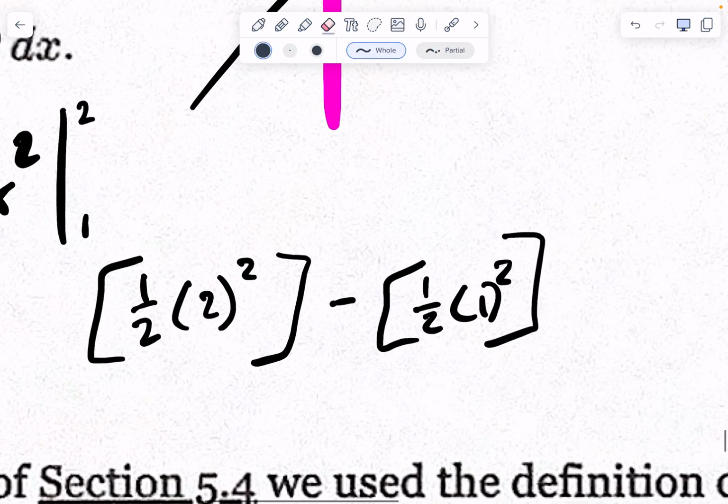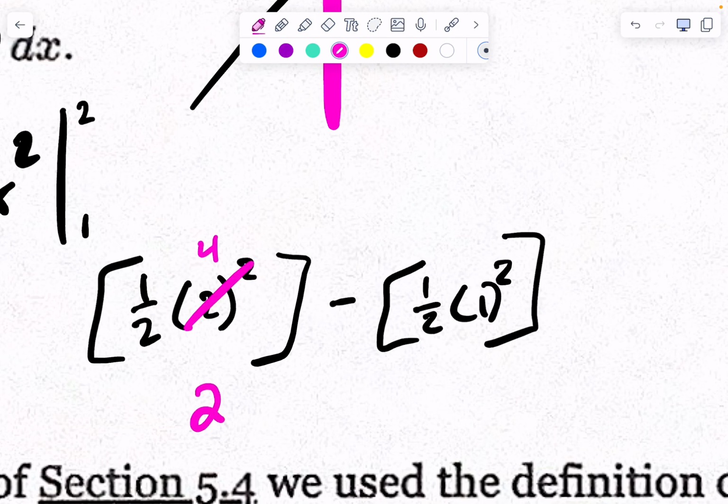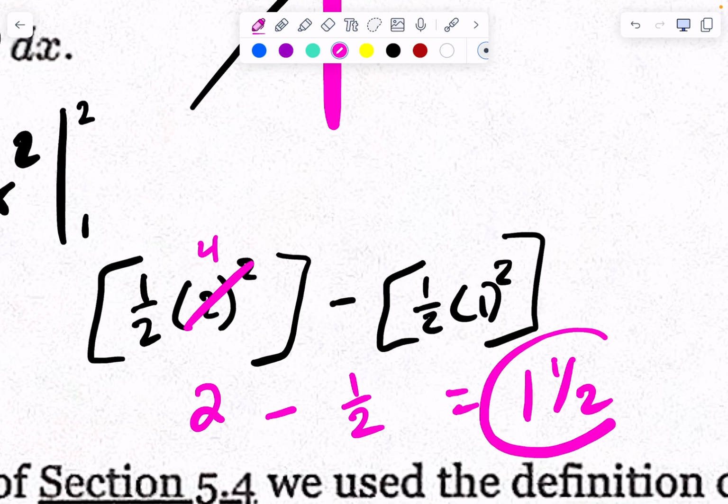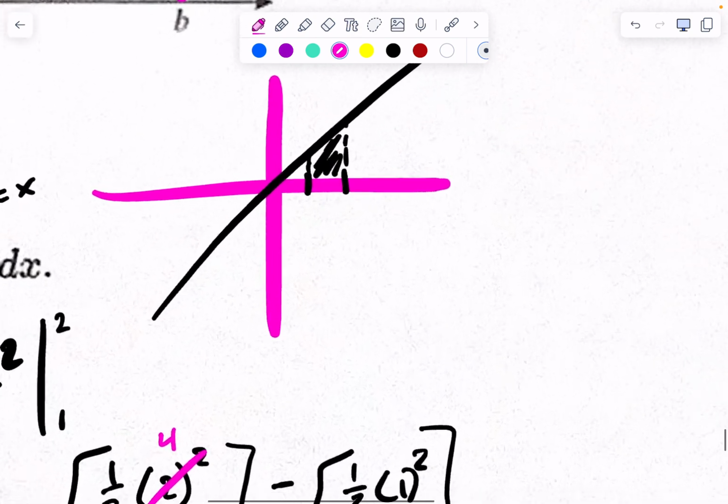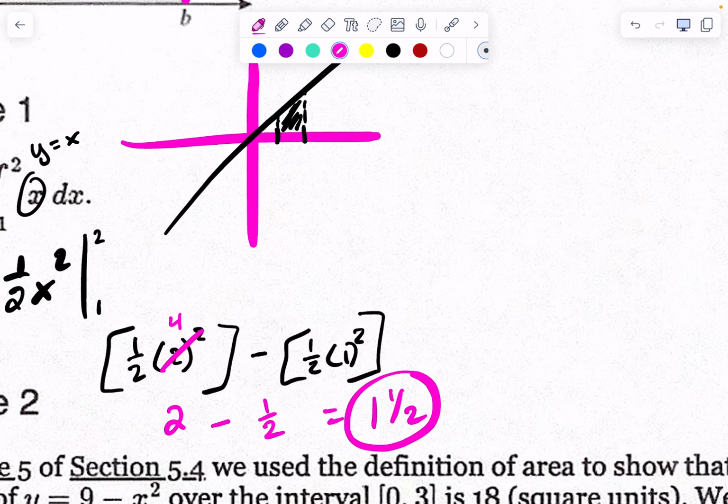And this guy you said was how much? 2? 2 squared is 4. 4 times 1/2 is 2 minus 1/2. So 1 and 1/2 is the area. Okay, I can see where. Check it out on my graph.